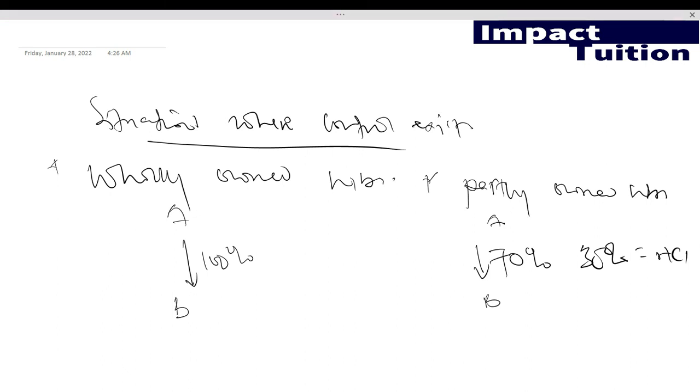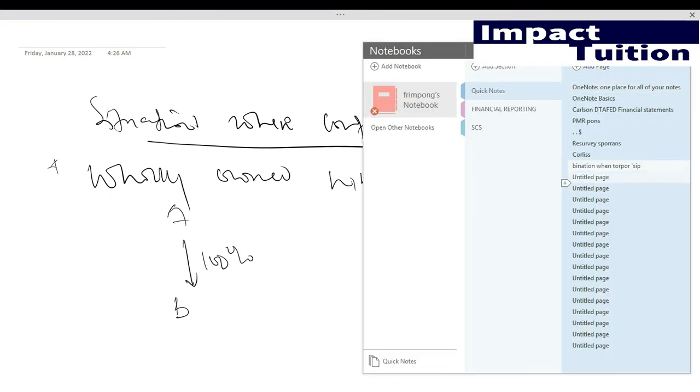We will take a very quick example of that. From this we should understand that having control can be direct or indirect through other subsidiaries. You have A, B, and then C.